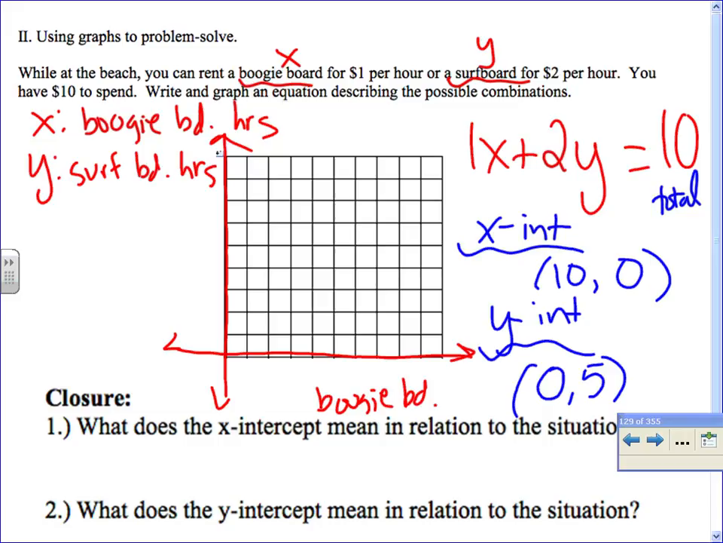I just think it's easier to make the y and x axis on the left and on the bottom. Then I'm just going to count by 1, 2, 3, 4, 5, 6, 7, 8, 9, 10. This is 10. 1, 2, 3, 4, 5. So once you have your graph set up, I just counted by ones. Just plot them. 10, 0 is right here. 0, 5 is right here. Connect them.